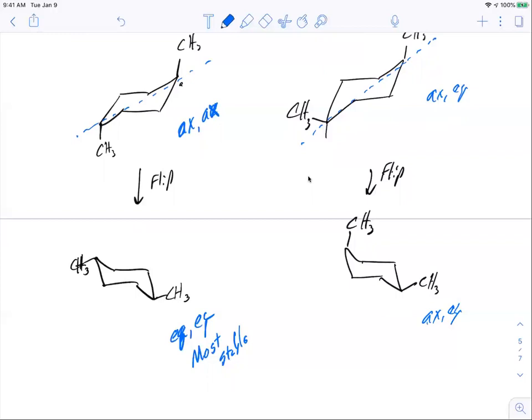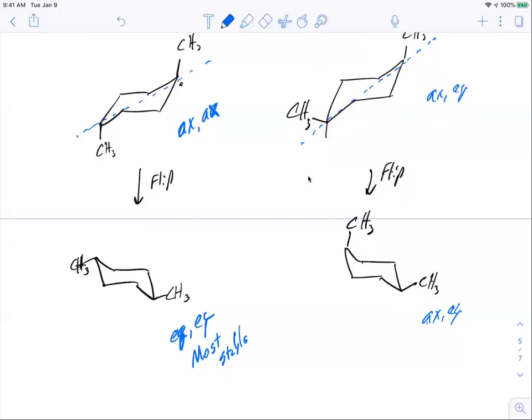Yes. Which one would you want to be equatorial? The smaller group or the bigger group? The bigger group should be equatorial. It has more space. And remember, the reason that the equatorial is more stable is because of the 1,3 diaxial through space interaction, right? So space is important.